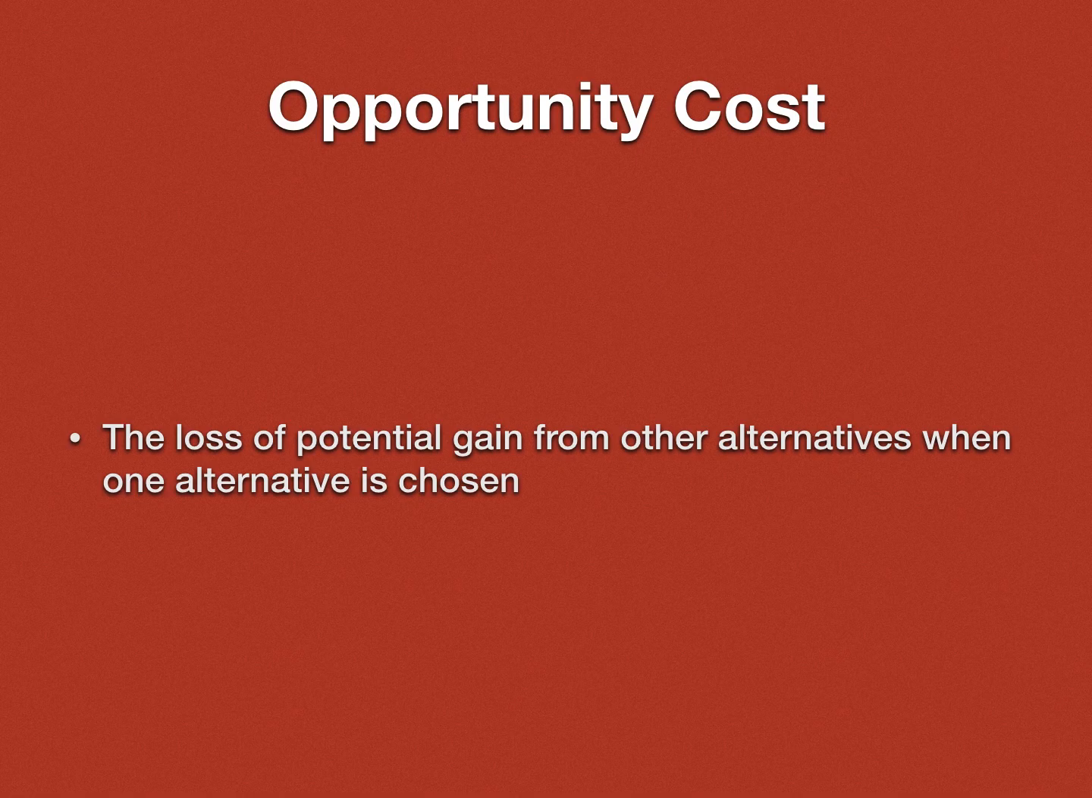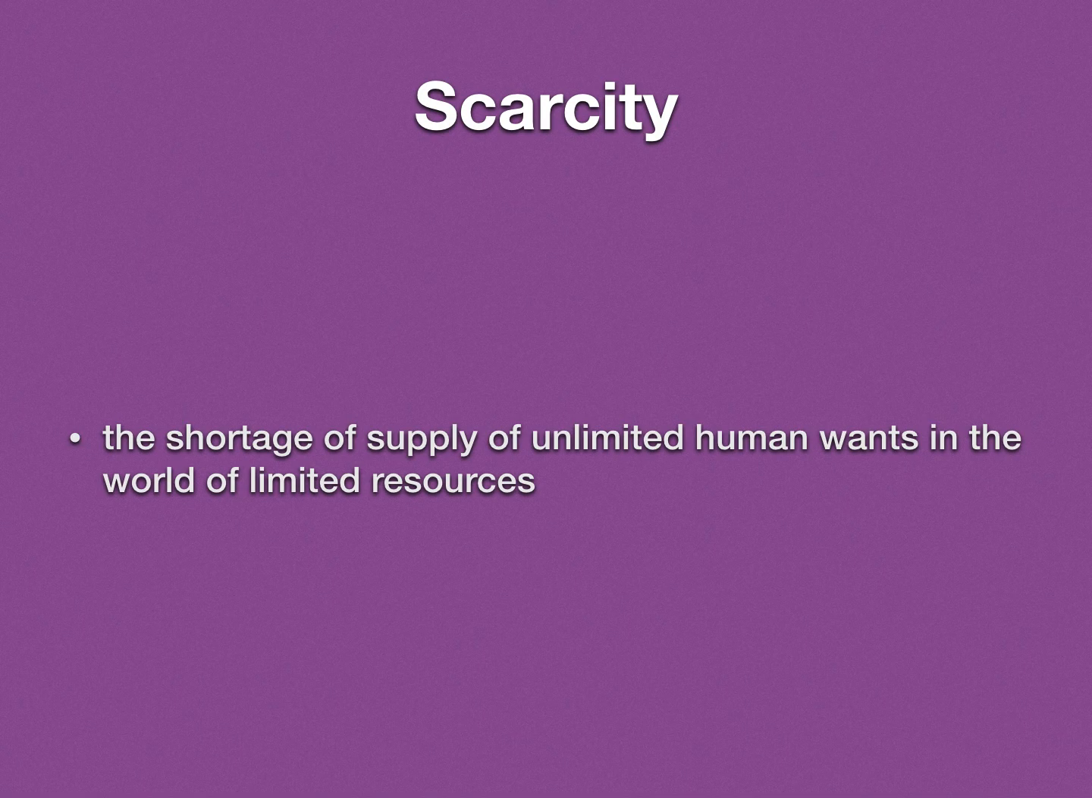Then you have opportunity cost, which is the loss of potential gain from other alternatives when one alternative is chosen. And then you can also have scarcity, which is when there's a shortage of supply of an unlimited human want in a world of limited resources. So that's when we really, really want something, but there's not a lot of it because there's not the resources for it. And so that's when it creates the shortage.